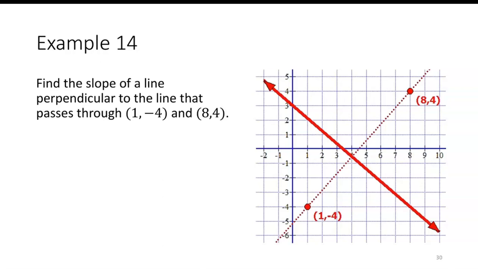Okay, so let's find the slope of a line perpendicular to the line that passes through (1, negative 4) and (8, 4). So I want to find the slope of this line here. What I'm told is that this is perpendicular, so I have right angles between these two lines. The first step is that I know these two points, so I can figure out the slope of the dashed line. That slope would be 4 minus negative 4 over 8 minus 1, and that comes out to be 8 over 7.